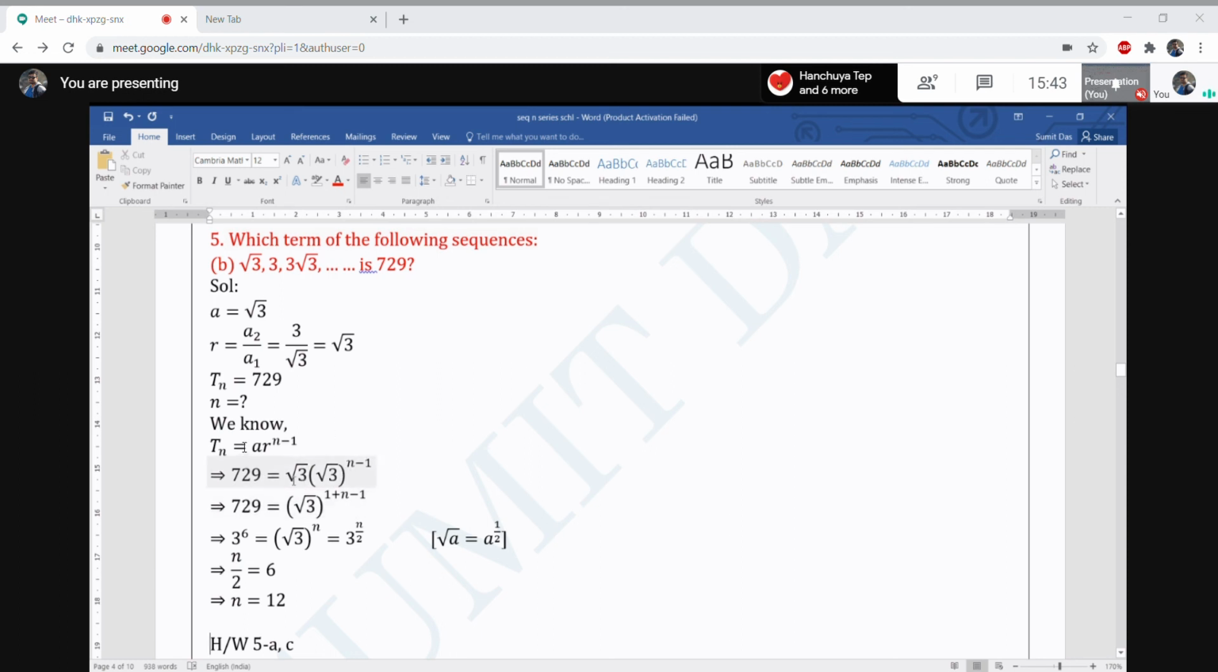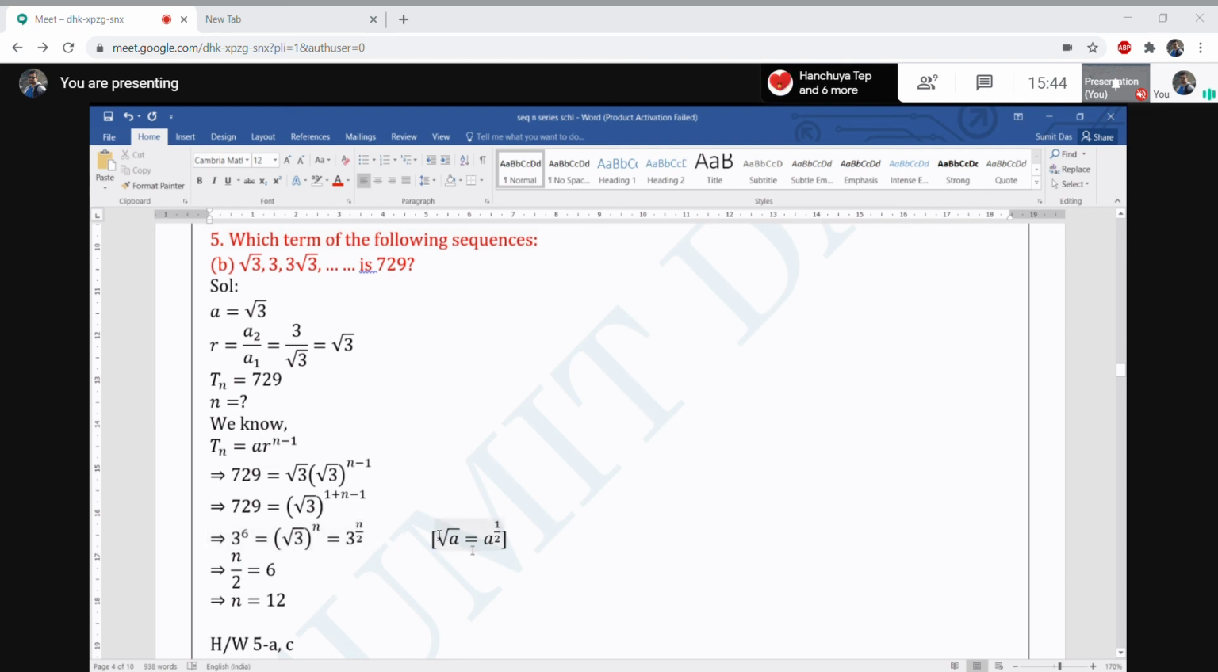If you simplify, look, both bases are same, so powers will be added. So 1 plus n minus 1, the 1 cancels. Okay. Now 729, we just know that 729 is equal to 3 to the power 6. You can find it by yourself also. 729 is equal to 3 to the power 6. And root 3, here the 1 cancels, so we got n only as the power. Okay. So root 3 to the power n can be written as 3 to the power n by 2.